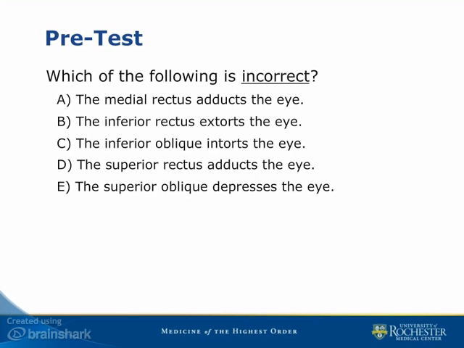Here's a fun little assessment. Which of the following is incorrect? A, the medial rectus adducts the eye. B, the inferior rectus extorts the eye. C, the inferior oblique intorts the eye. D, the superior rectus adducts the eye. Or E, the superior oblique depresses the eye. So take a minute, pause, come up with an answer, and come back.